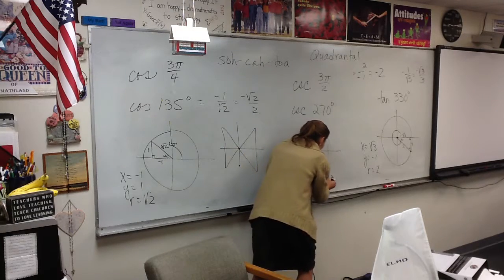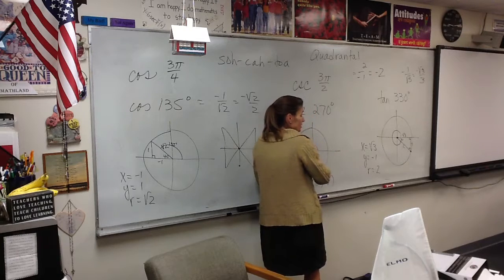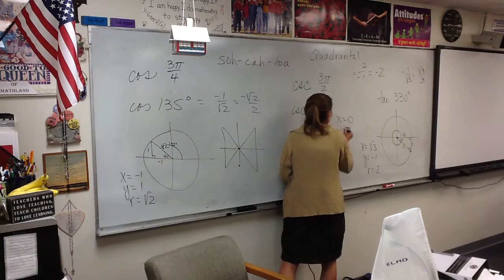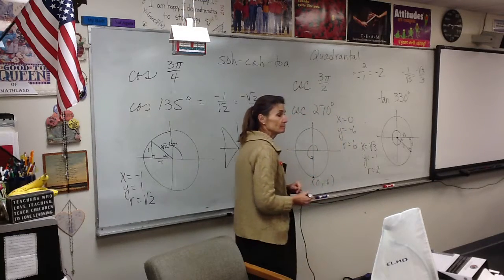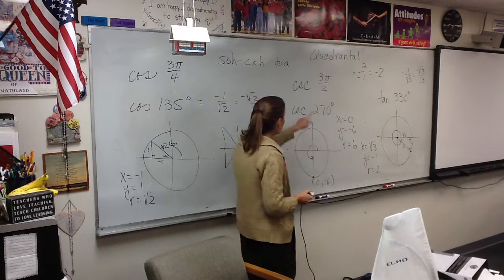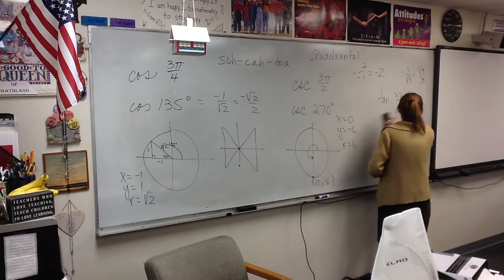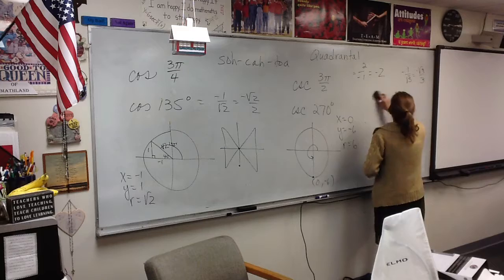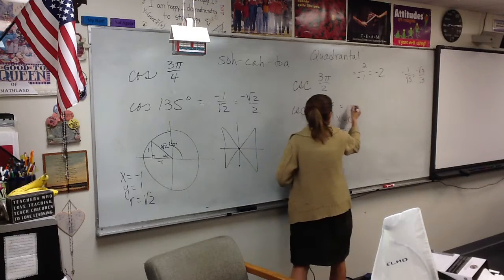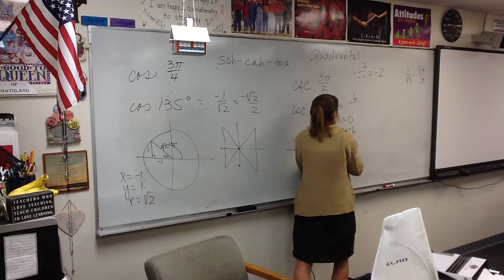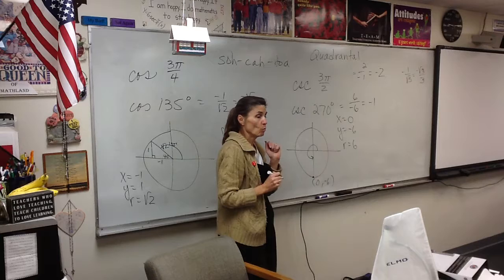0, -6. So we have a situation where x is 0, y is -6, and r is 6. We want the cosecant. What is the cosecant? R over y. So the cosecant here will be r over y, which is -1.